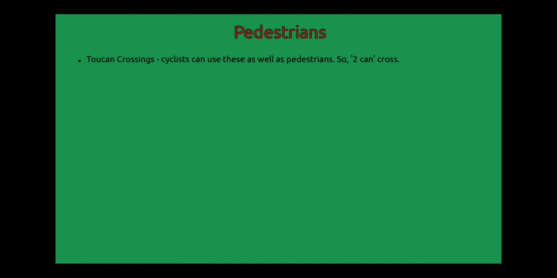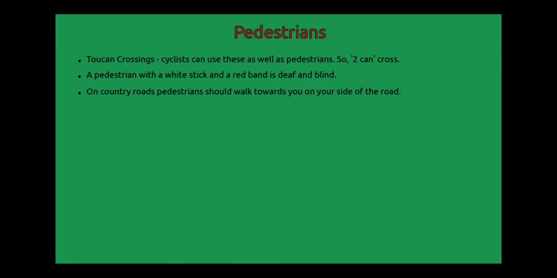Pedestrians. Toucan crossings. Cyclists can use these as well as pedestrians, so two can cross. A pedestrian with a white stick and a red band is deaf and blind. On country roads, pedestrians should walk towards you on your side of the road. Be patient with elderly pedestrians. Allow them time to cross the road. Be careful, they may misjudge your speed.